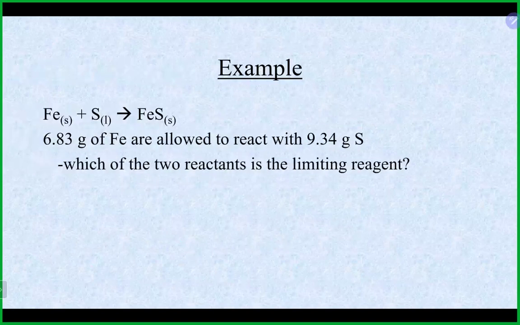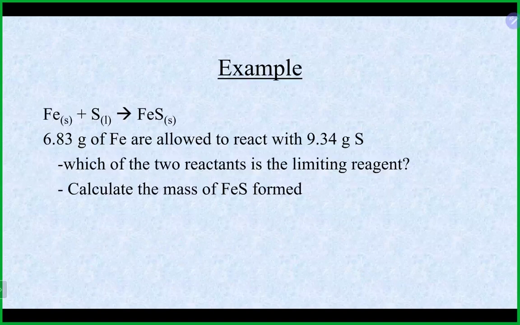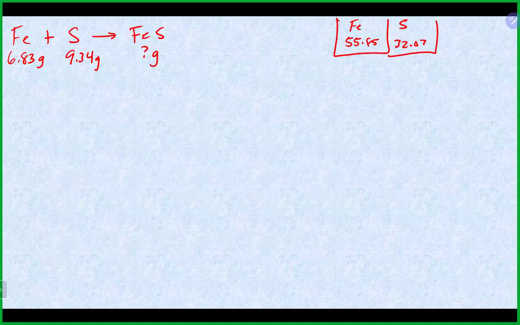All right, so why don't you try this? If we take 6.83 grams of iron and react it with 9.34 grams of sulfur, which one is the limiting reagent, and how much iron(II) sulfide is going to be produced? Iron is 55.85. Sulfur is 32.07. I know this is a limiting reagent problem because of the information given to me.